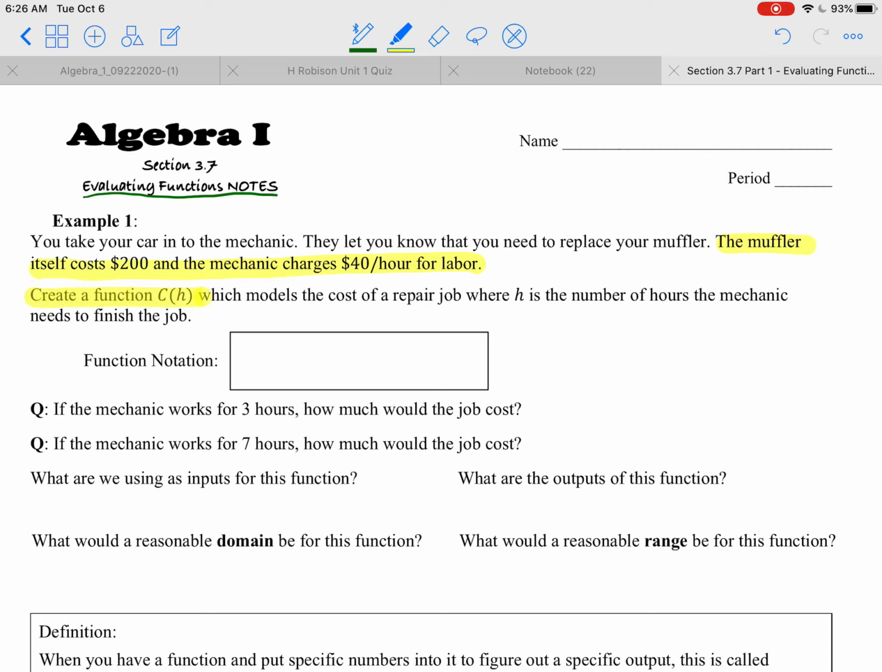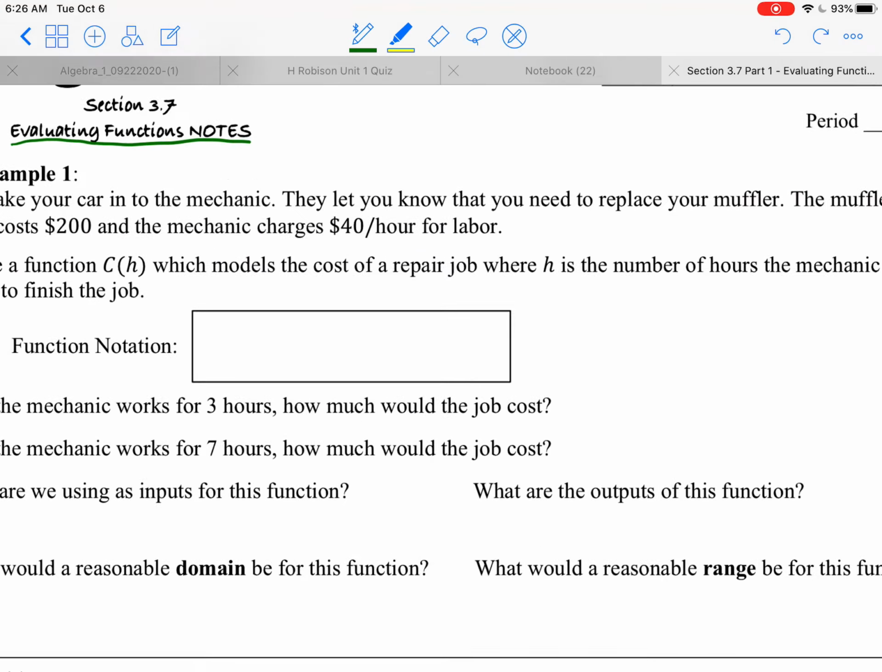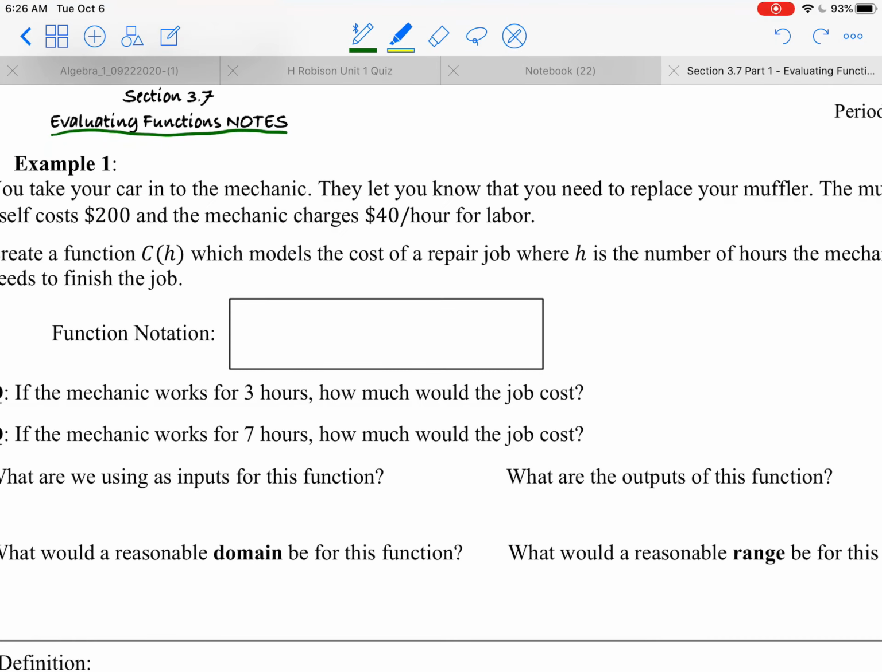They want you to create a function which models the cost of a repair job, where H is the number of hours the mechanic needs to finish the job. So really this is just asking you to figure out mathematically how much this is going to cost. So we're going to say C of H. C of H is a function. This is the name of the function, and this is the input of the function. Remember that? We talked about that last week. C is the name, and I think C is just for cost. H is number of hours.